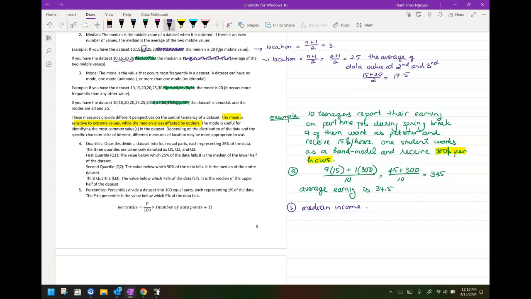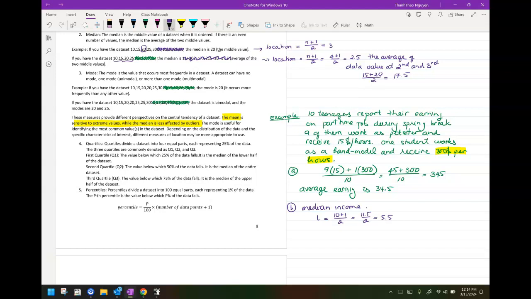So you have 9 students that earn 15, one student that earns 300. So n equals 10. If you just lay out these numbers in a list and calculate the location of the median, the location equals 10 plus 1 divided by 2. This is 11 divided by 2. This is 5.5.